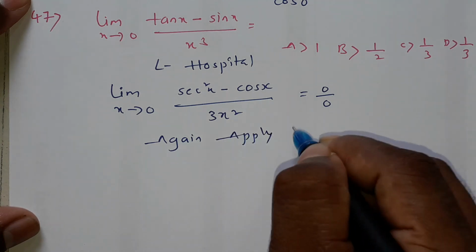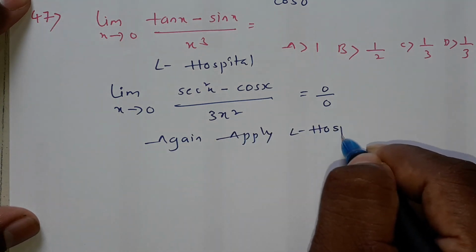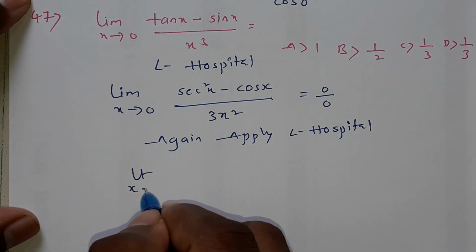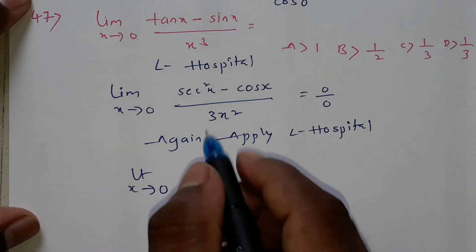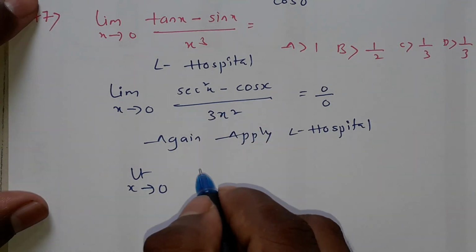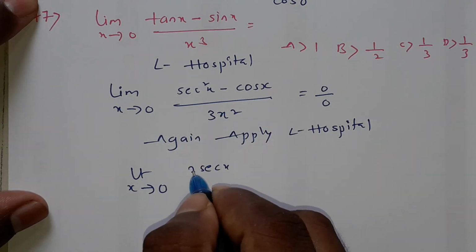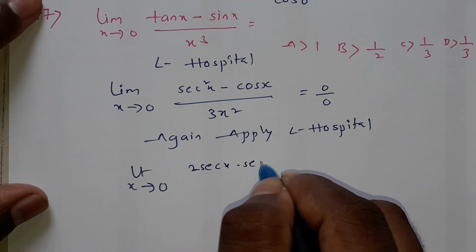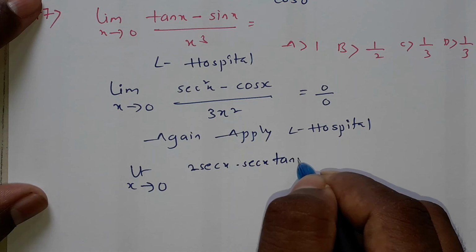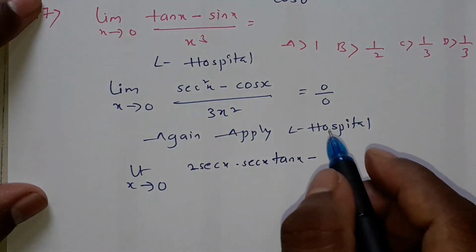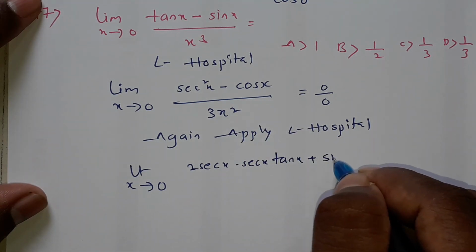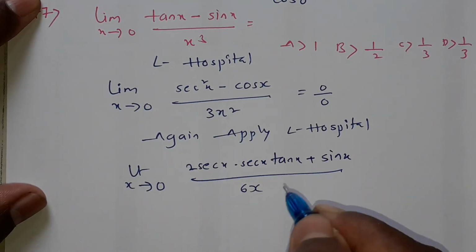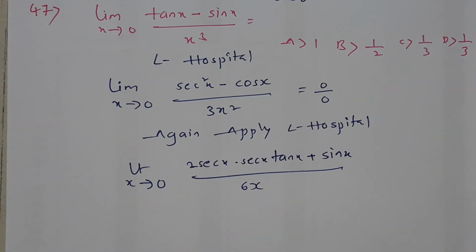Apply L'Hospital rule. Again we apply the L'Hospital. Then we get limit extends to 0. Here apply the L'Hospital. Secant square x, secant square x means 2 secant x into secant x. Again d by dx of secant x is equal to what? Secant x into tan x, minus d by dx of cos x is minus sin x. Minus of minus plus sin x by 3x square value is equal to how much? 6x. Again we get 0.